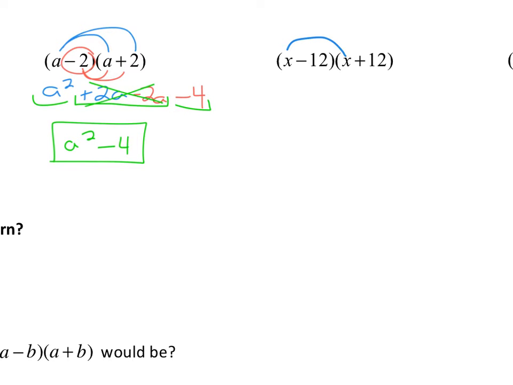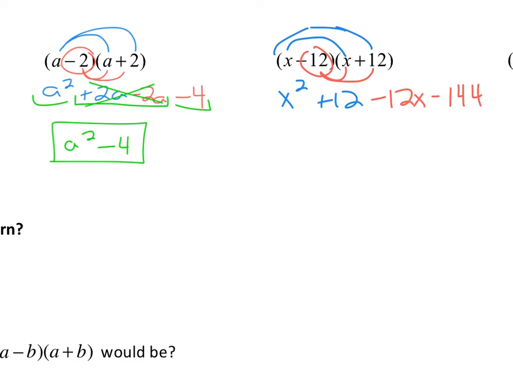Take x multiplied by x, you get x to the power of 2. X multiplied by 12, you get 12x there. Then take negative 12, multiplied by x, you get a minus 12x. And then the last one here, negative 12 multiplied by positive 12, you get a negative 144.